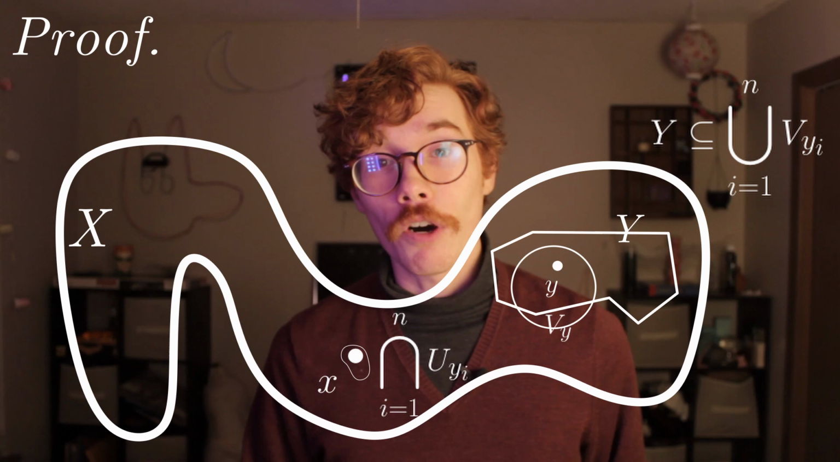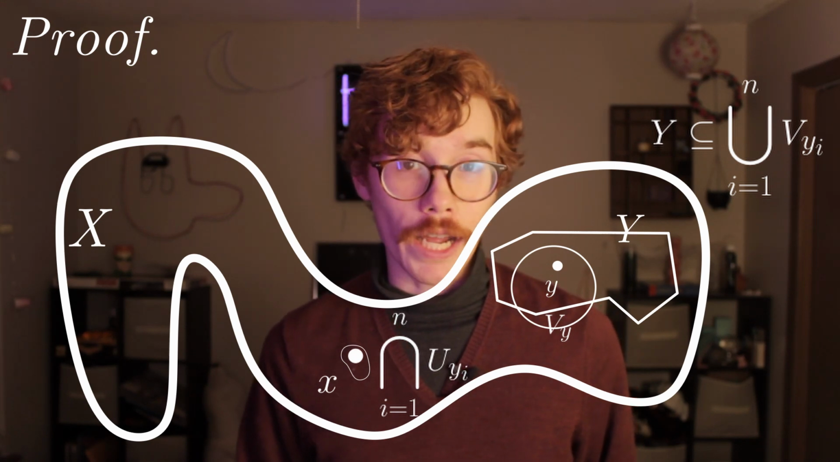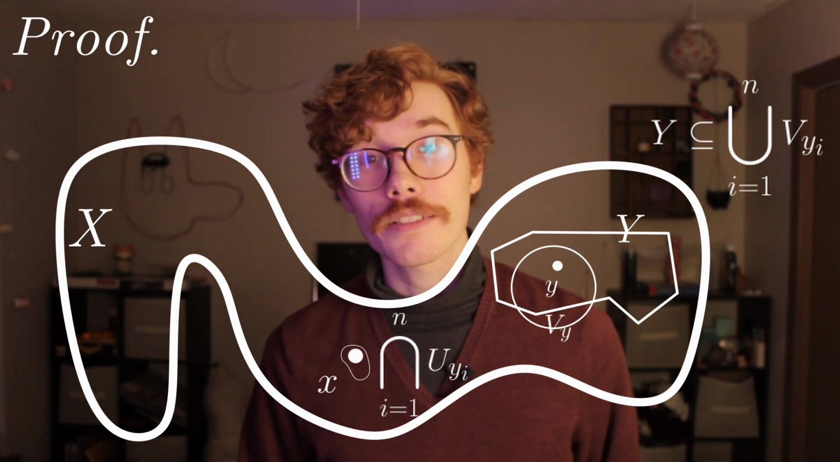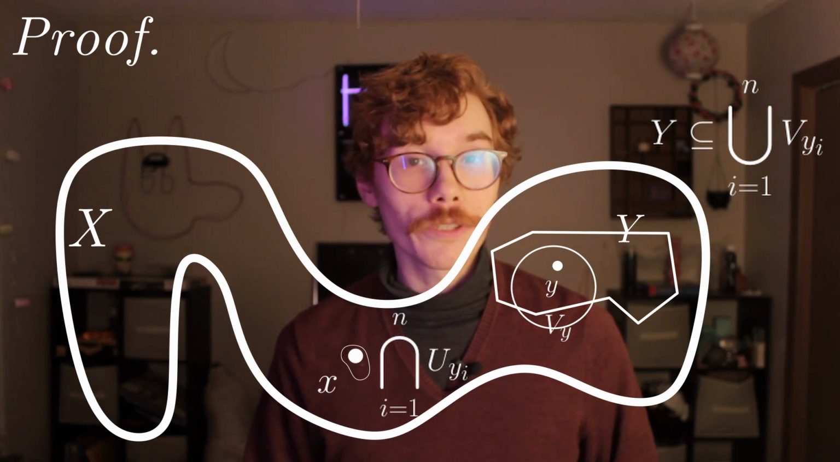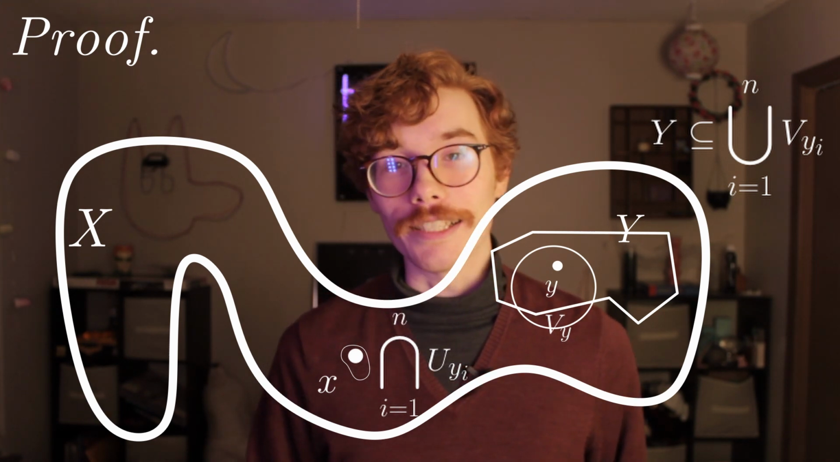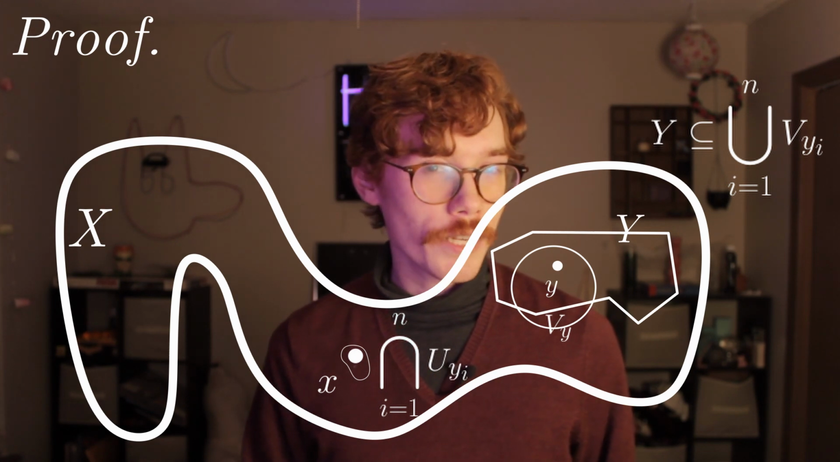So now here's our neighborhood of x. Take the intersection of all the corresponding U sub y i's. This is a neighborhood of x because it's a finite intersection of open sets, hence open. It also contains x because every U sub y i does. But is it in X minus Y?